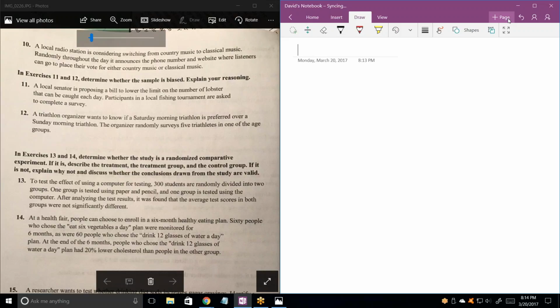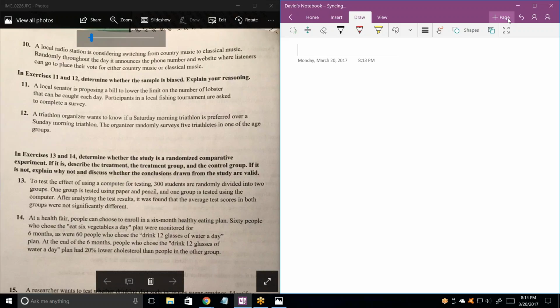Yep. They didn't choose. That would have been a different problem in number 13. That would have had 150 students choose the computer for testing and 150 others choose paper and pencil, and their inner biases would be addressed if that were to happen. Uh-huh. That's essentially the difference between 13 and 14. Yeah. In 14, the people are making a choice, and maybe that matters. In other words, the 60 people who chose to eat 6 vegetables a day. Uh-huh.